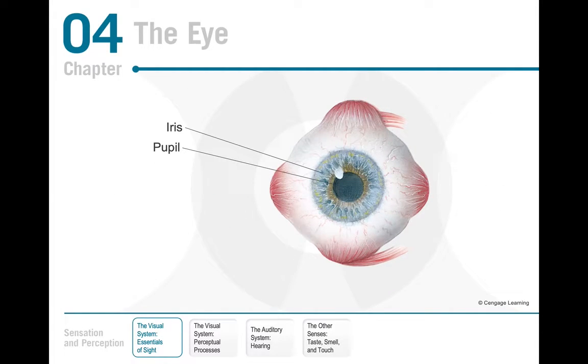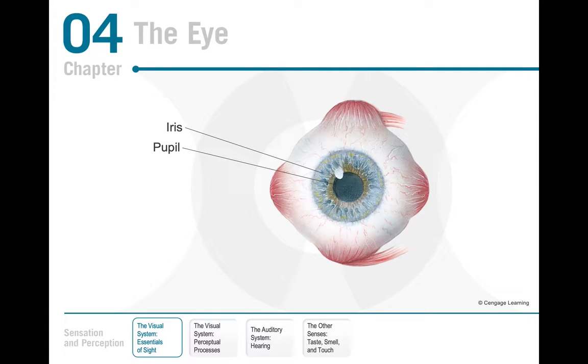Now this is the front view of your eyeball. Your iris is the colored portion here. This is the colored ring of muscle around the pupil, which is the black center of the eye. And your iris basically helps to constrict or dilate the size of the pupil, depending on the amount of light that is present in the environment. And this basically lets in different amounts of light.